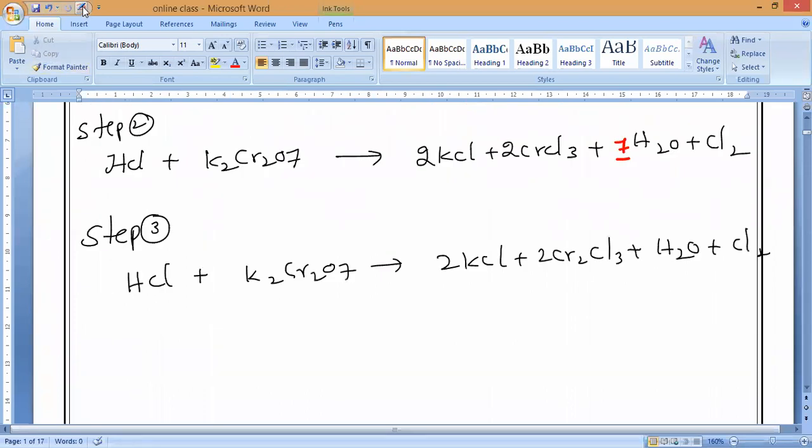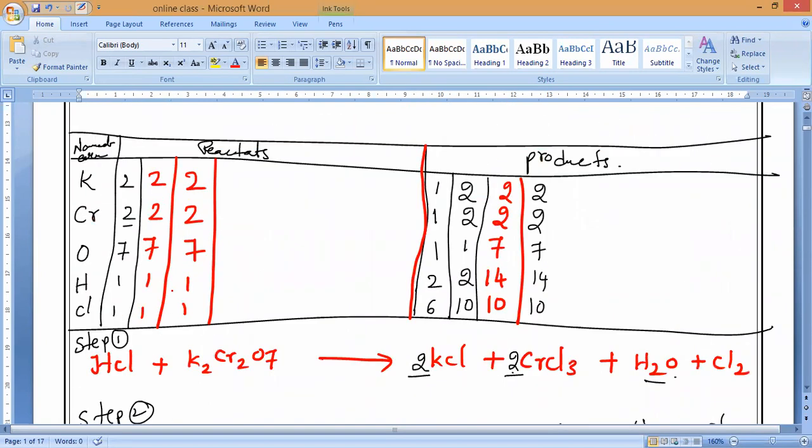So now 1 becomes 14. So which number we have to multiply? We have to multiply with 14. Now tell me, if I try to change 14, chlorine is also changing. Yes or no, guys? So what is the answer will come? Potassium 2 will come. Chromium also 2 will come. Oxygen will come 7. Hydrogen will become what? 14. And chlorine also will become what? 14. Very good. Everybody, any doubt in this, guys? Please respond. No, sir.